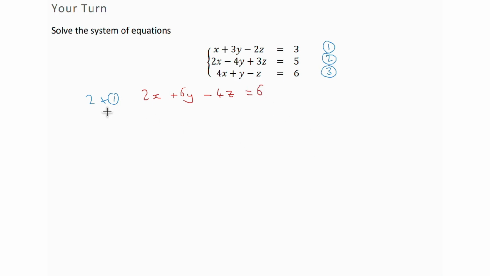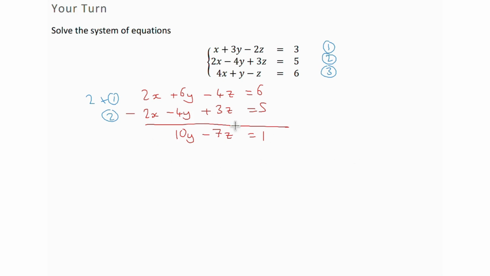And underneath, I'm going to write equation 2, which is 2x minus 4y plus 3z equals 5. Now to eliminate those, I'm going to take them away. So 2x take away 2x is 0 x's. 6y take away negative 4y is 10y's. Negative 4z take away 3z is negative 7z. And 6 take away 5 is 1.